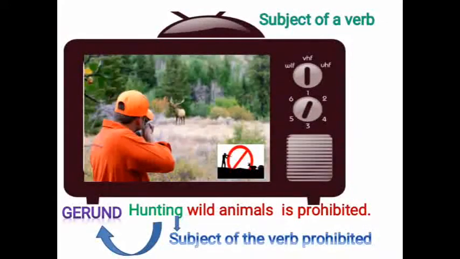Let's look at some more examples of these gerunds as we have discussed in the table. As a subject of a verb. So first we have said that a gerund acts as a subject of a verb. Example, hunting wild animals is prohibited. What is prohibited? Hunting wild animals is prohibited. So hunting is the subject of the verb is prohibited, and therefore it is a gerund because it is the ing form of the verb hunt which acts as a noun.